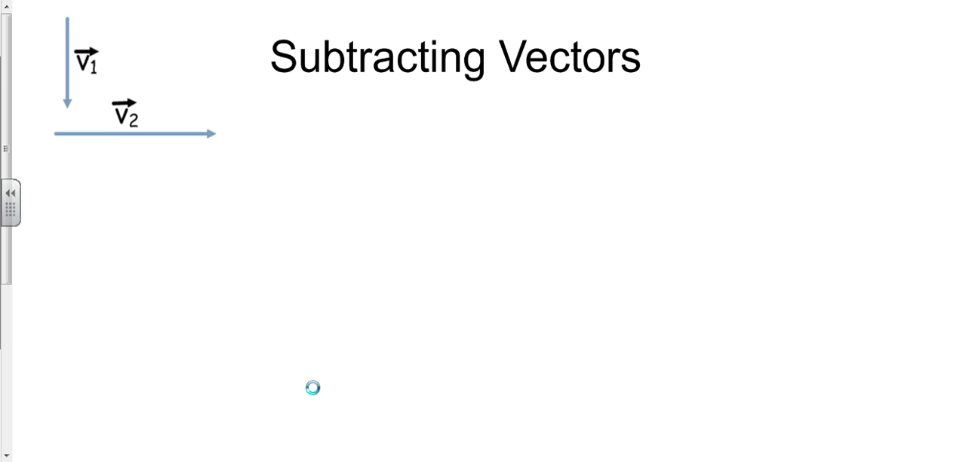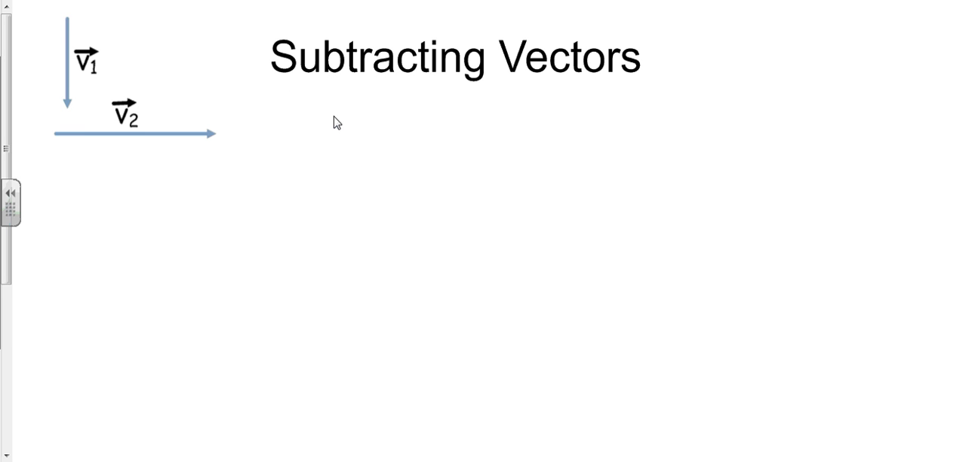Now we're going to look at subtracting vectors. I'm going to start by doing it wrong. Why would I start by doing it wrong? Well, because this is the way I see so many students make a mistake, and I just want to make it clear that this is not how you do it. So what are we looking at?